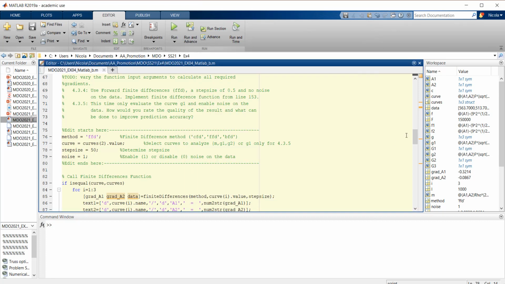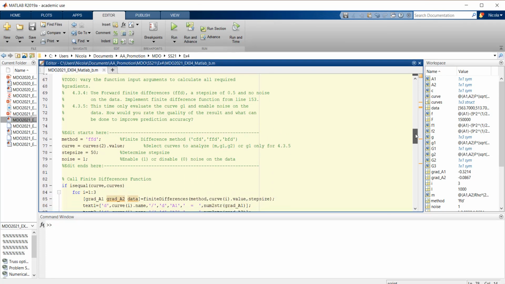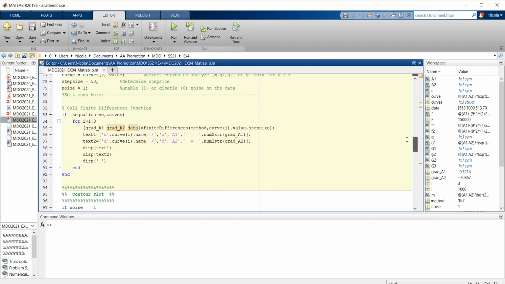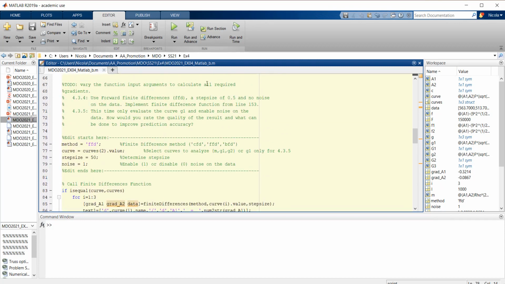And that's actually it for this Matlab exercise. So let's go to the next task.